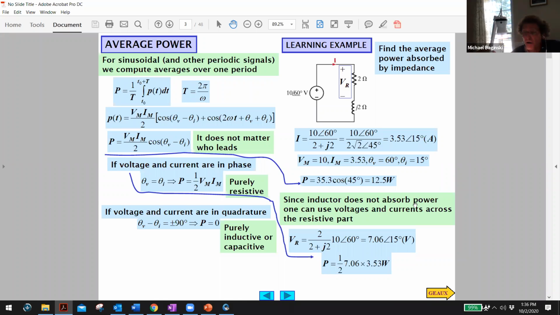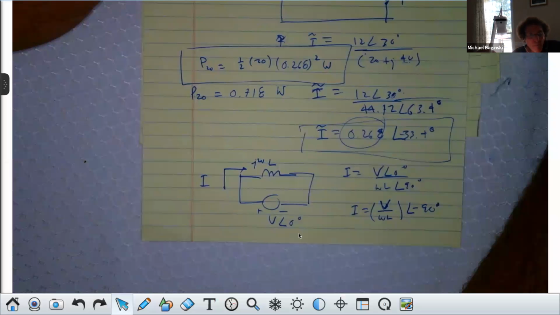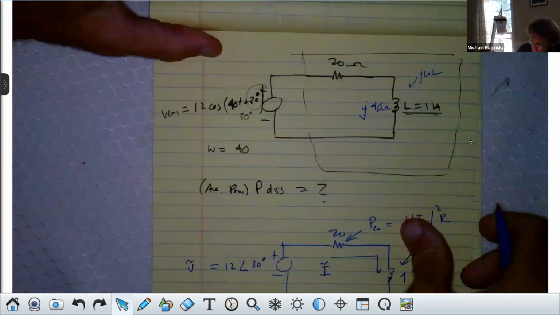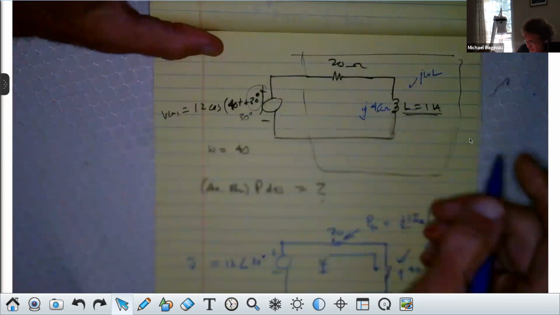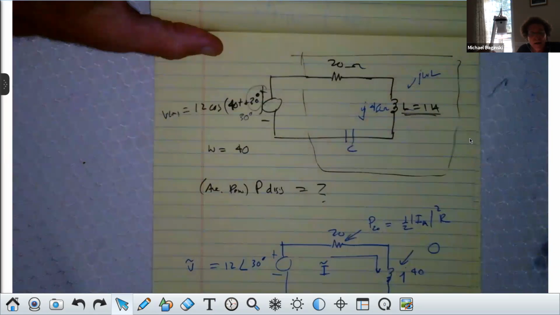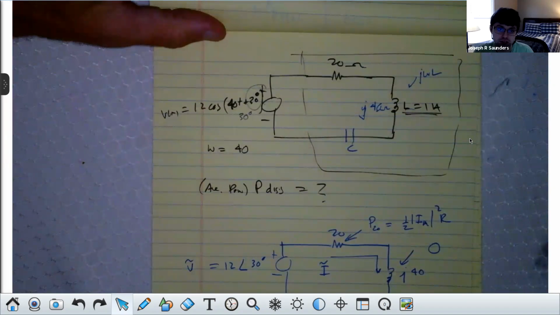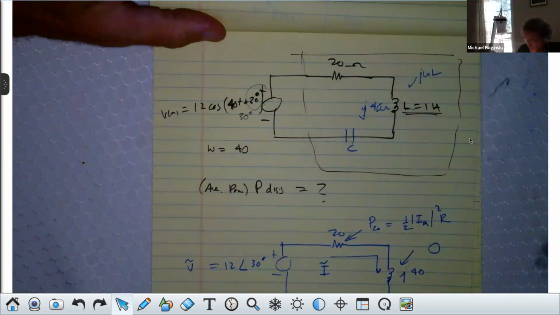And again, I could make it very complicated by adding a capacitor in series with that inductor, right? What would happen? Let me just bring that back. What would happen if instead of this, somebody give me a hand on this, I put a capacitor in here, right? Now what would happen? Anyone? Zero change.